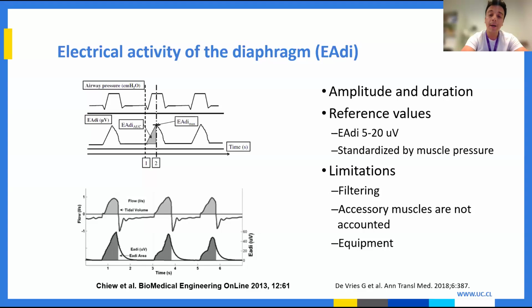The other thing is that accessory muscles are not accounted for. It means that you are only observing what is happening with the diaphragm activation, but we know that sometimes during excessive effort, for example, you will have more muscle recruitment or other inspiratory muscles. And importantly, you need specific equipment. You need one of those ventilators, the Servo I, Servo U, to get the process signal and see what is happening with this EI.